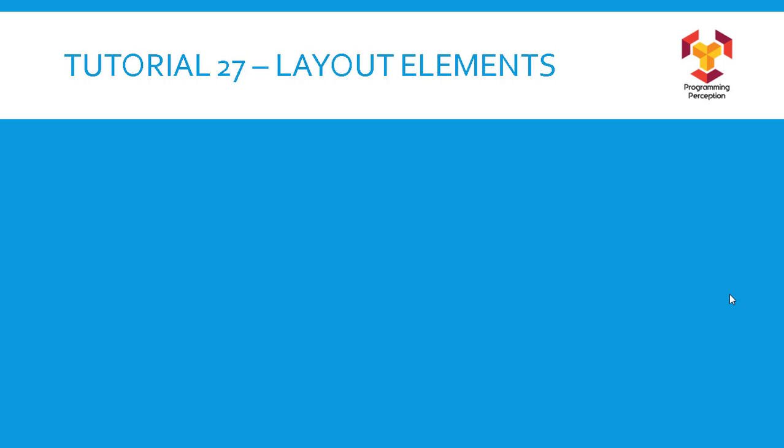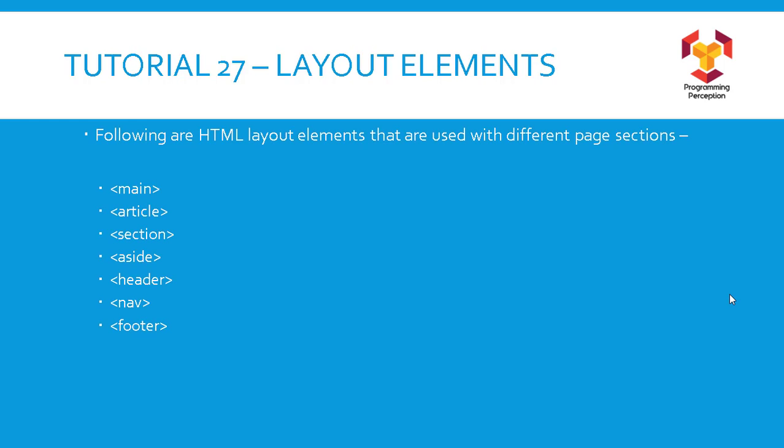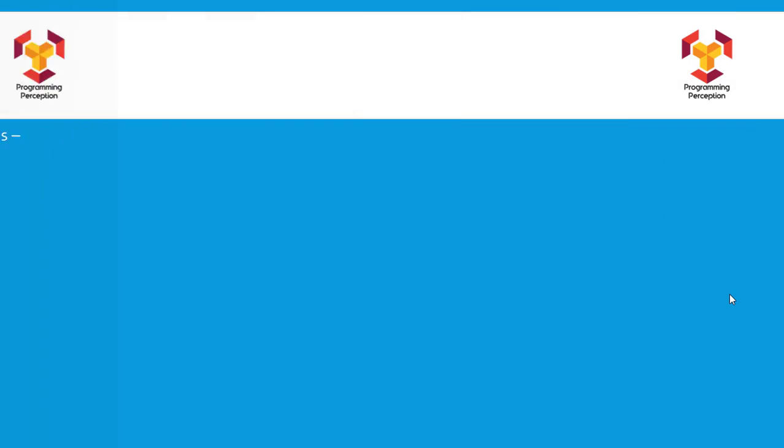So friends, in our previous tutorial, we have seen different sections that can be used in HTML, and now we will study about those elements which are used to represent those sections. Following are the HTML layout elements that are used with different page sections. And you can see the names: main, article, section, aside, header, nav, and footer. So let's discuss them one by one.